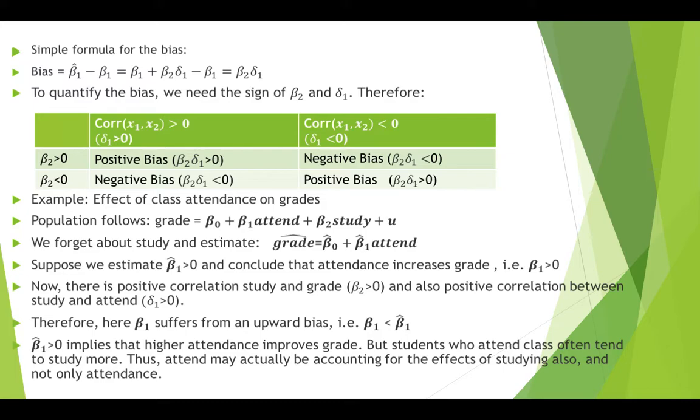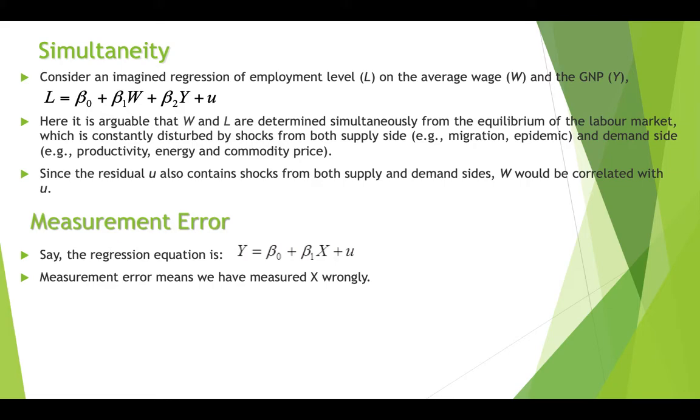Then, if the correlation between x1 and x2 is negative, that is delta 1 is less than 0, then if beta 2 is greater than 0 there will be negative bias, and if beta 2 is less than 0 there will be positive bias. Here I have given one example; you can go through it when you read the PPT at home. Now, let us go to the second problem, that is the problem of simultaneity.